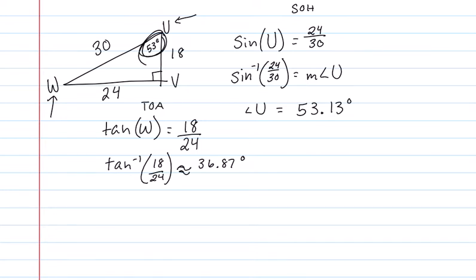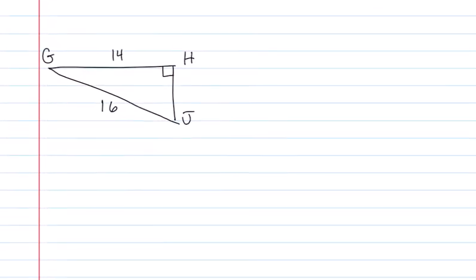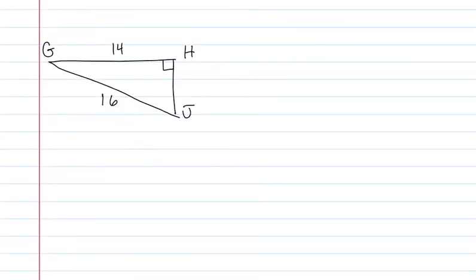All right, now moving on to our final problem here, it says solve the right triangle. That means we want to find any missing sides and any missing angles. So we're going to use everything that we just learned, as well as the Pythagorean theorem, and the fact that the interior angles of a triangle add to 180 degrees. So I'm going to solve this triangle.